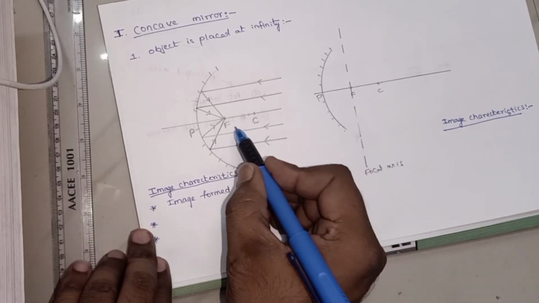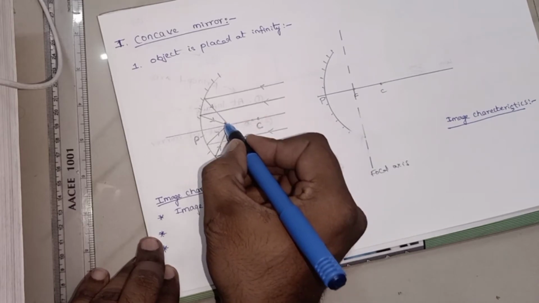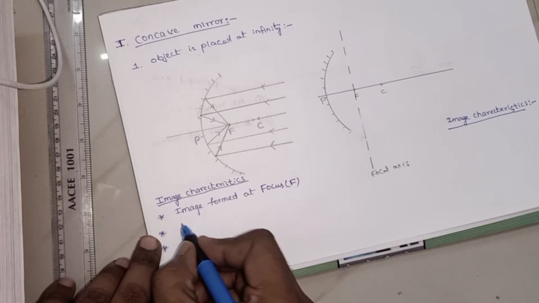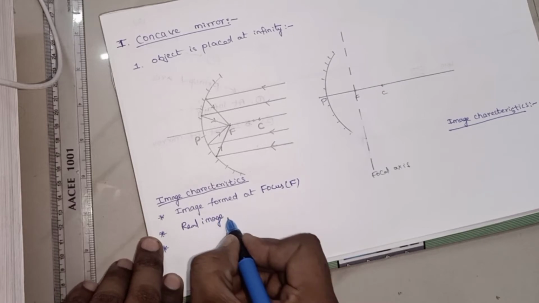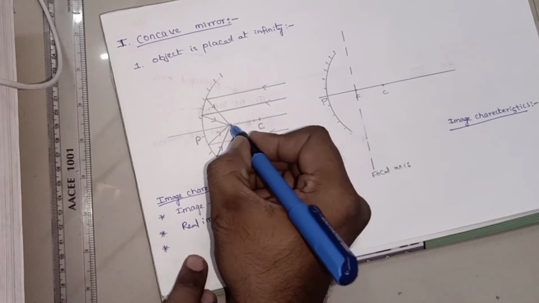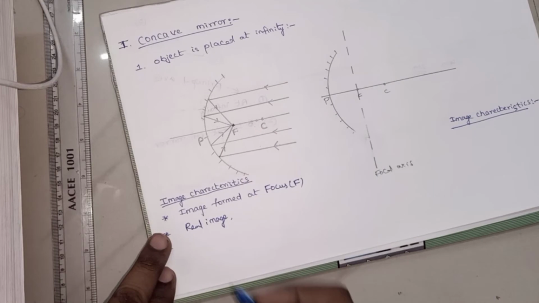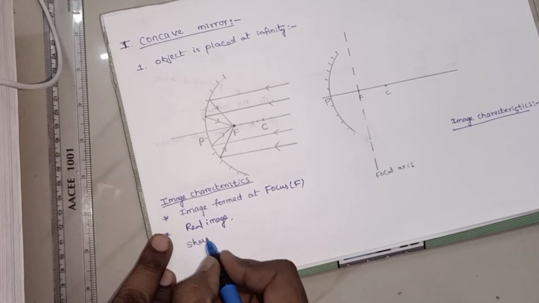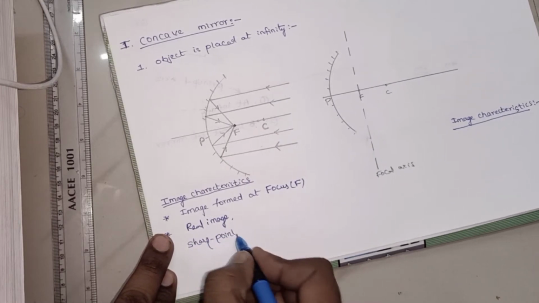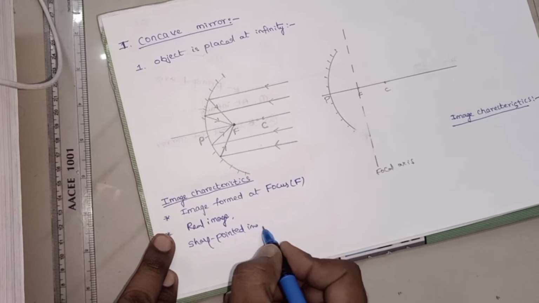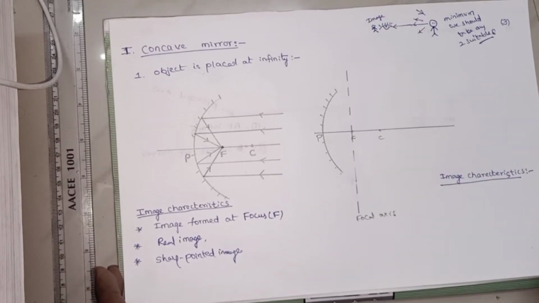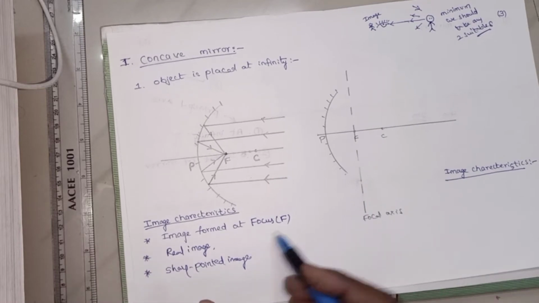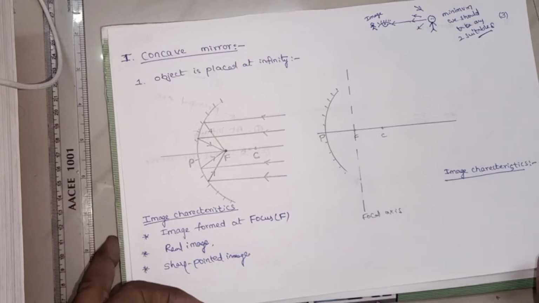Since the image is formed outside the mirror and it is also formed due to the converging rays, it is a real image. And we know the real image is always inverted, but here we got a sharp pointed image. So due to this sharp pointed image, we are not getting the inverted characteristic. Is it clear to all of you? So the image is formed at focus, real image and a sharp pointed image.